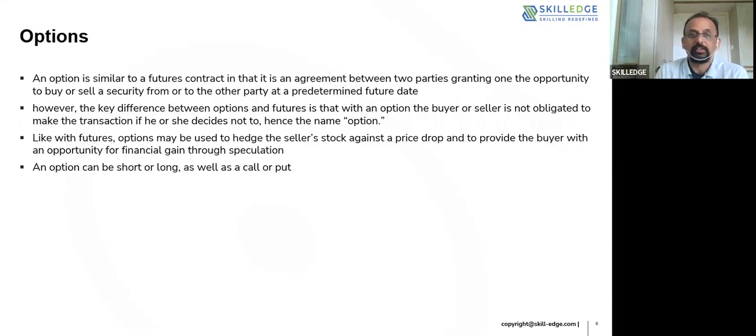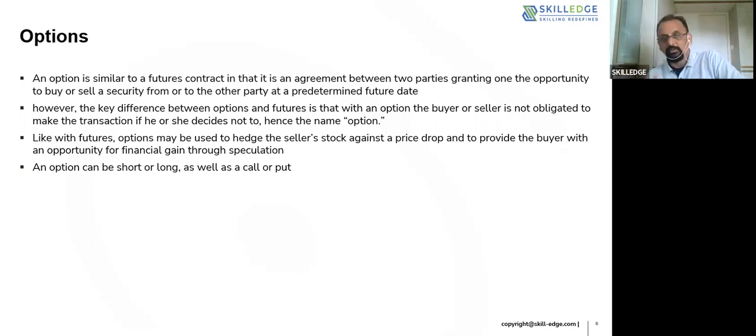Another derivative contract. So we spoke about forwards and futures. Another one is options, right? In forwards and futures, there is an obligation on both the parties. The one who is going to sell the potato and the one who is going to buy the potato both have to fulfill the commitment. Obligation is on both the parties to fulfill the commitment.